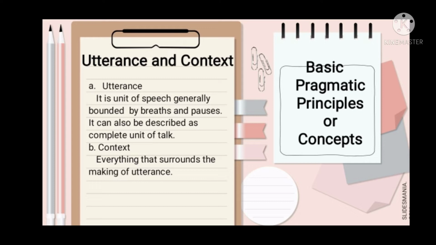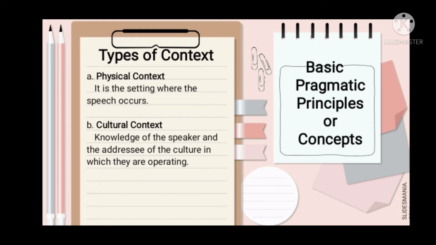Next term to be defined is context. Context is everything that surrounds the making of the utterance. These are the factors that may or may not affect how words are produced. There are 5 types of context. The first type is physical context. Physical context is the setting where the speech occurs. For example, there are 2 students who are talking, and the classroom is the physical context.